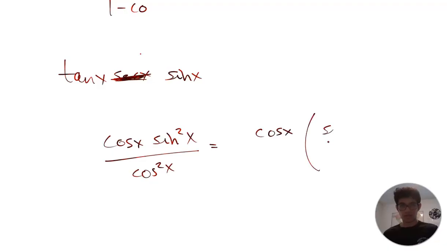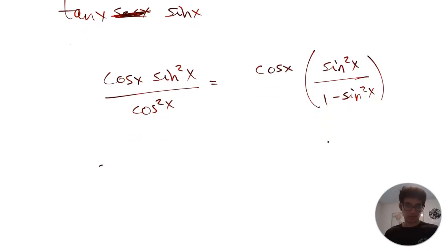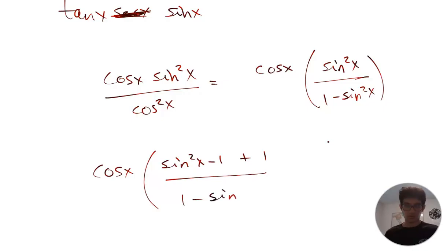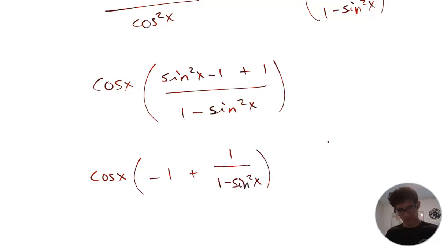So we have cosine x times sine squared x over 1 minus sine squared x, right? And now we just do the u substitution with, okay, well first we can simplify this a little bit, right? We can do cosine x times sine squared x minus 1 plus 1. All right, and so hopefully you get the same thing. Hopefully I'm not messing it up over here, but it should look something like this, right? I think that's correct.